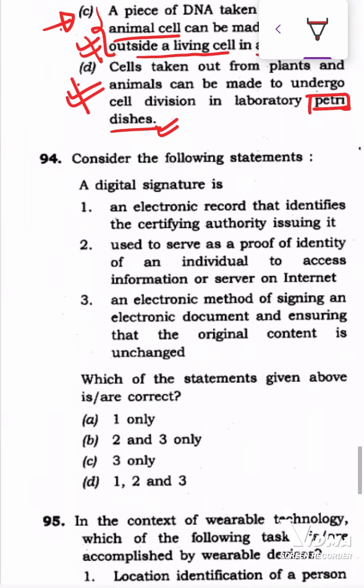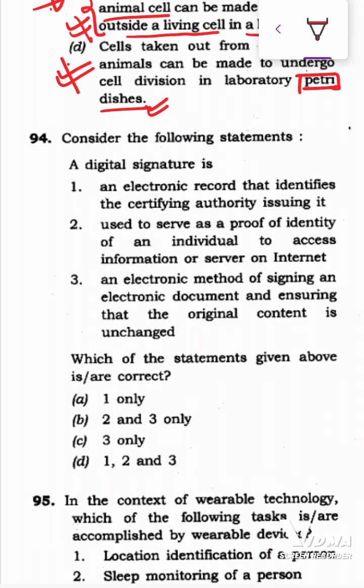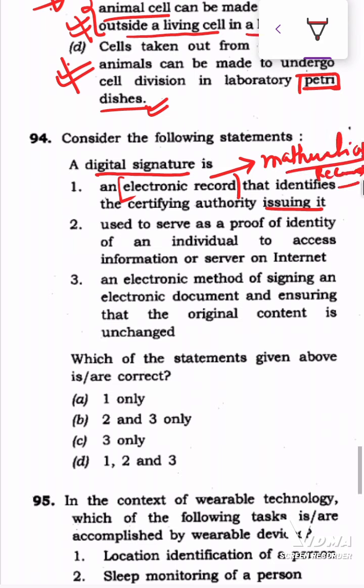Now question number 94. A digital signature is an electronic record that identifies the certifying authority issuing it. No, it's not an electronic record identifying the certifying authority. It is actually a mathematical record that identifies the certifying authority issuing it. A barcode is actually given to the person who issues the digital signature, and that actually helps in identifying the certifying authority. So statement 1 is not right.